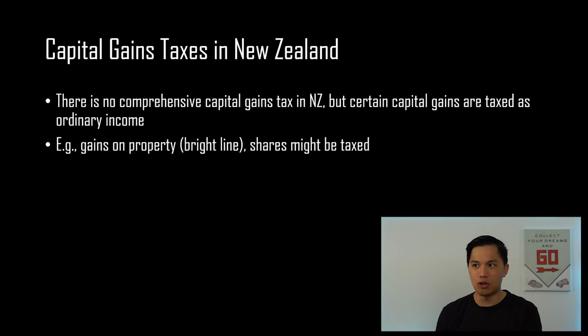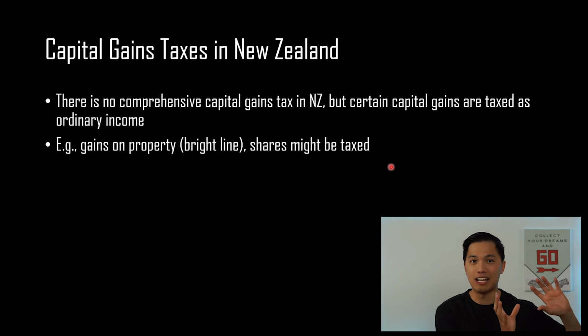So at the moment, there's no comprehensive capital gains tax in New Zealand, but certain capital gains are taxed as ordinary income. So for example, we have taxes on gains on property, and that is done under the bright line test. And recently in this past week, we've seen the Labour government coming out and saying that they'll extend the bright line test from 5 to 10 years. So we don't have a capital gains tax, but sometimes we'll tax you on your capital gains. So that is how the law works in New Zealand, and the same applies to shares as well.